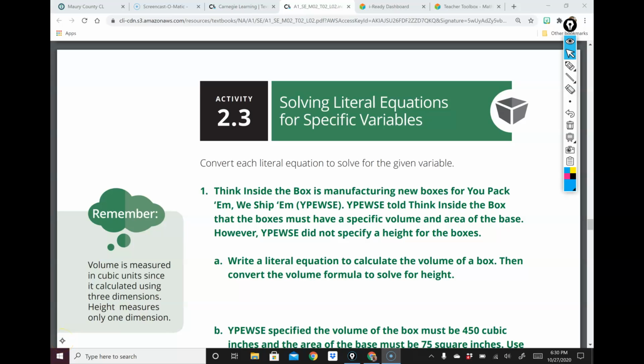Part 2 of the video. Activity 2.3, solving literal equations for specific variables. Convert each literal equation to solve for the given variable.